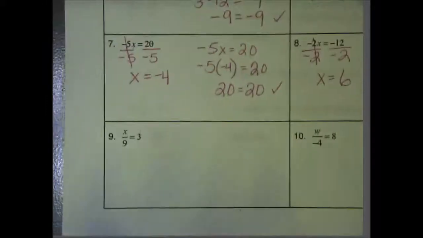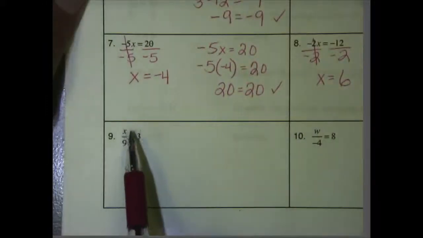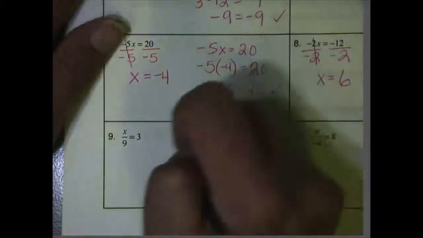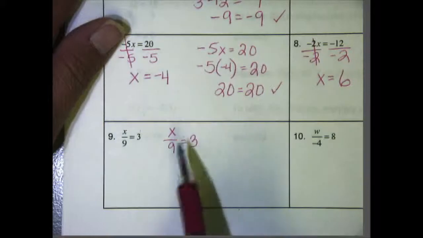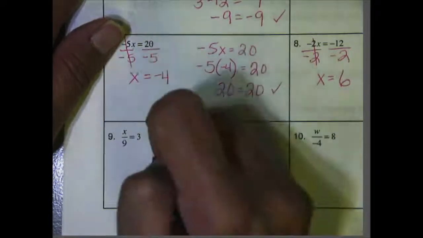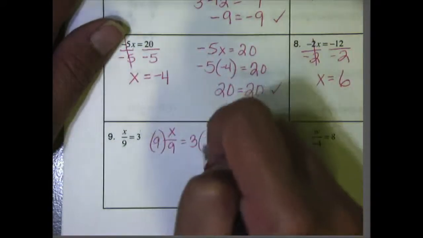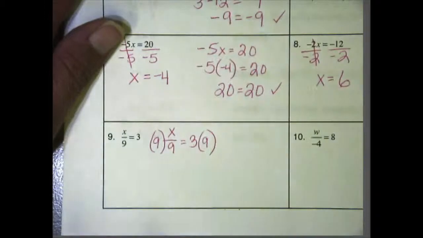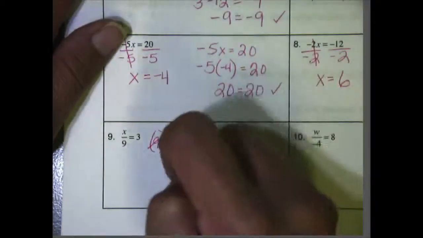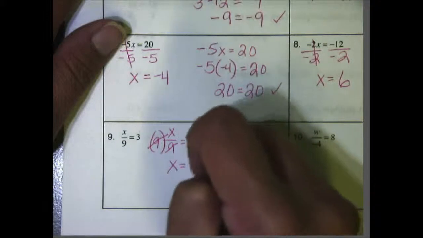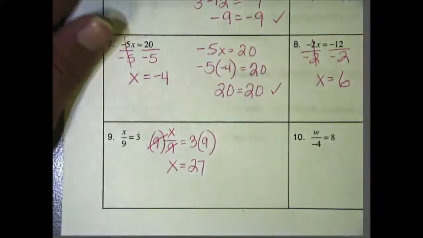Number 9. This time, if I read this problem correctly, it's x divided by 9 equals 3. Well, on these, I like to rewrite them to give me a little bit more space. And because we divided by 9, we now need to multiply by 9 to get the x by itself. When I multiply this by 9, these two 9s are going to cancel out. They leave me with x equals 3 times 9, which is 27.